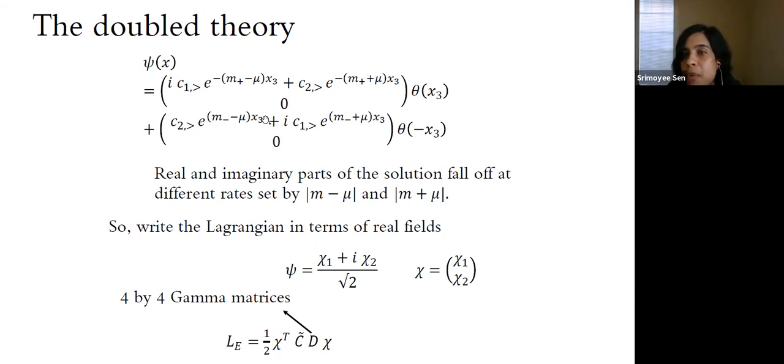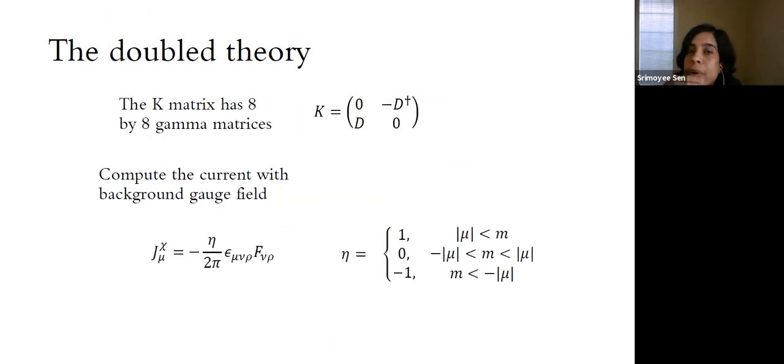So if you now want to count the Majorana Weyl, you should try to separate out the real and the imaginary parts of this wave function. The way to do it is to take the field operator and write it in terms of two real fermion operators, two real fermion fields. I call them chi1 and chi2. And now write the Lagrangian in terms of these spinors. So I now have a 4x4 matrix because I'm rewriting the Lagrangian in terms of these real fields. Now with this, I can write down my K matrix, and it's going to turn into an 8x8 matrix, right? Because my D is now 4x4. And with this K operator, I can again turn on background gauge fields and localize my edge states.